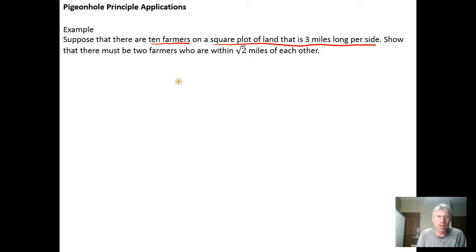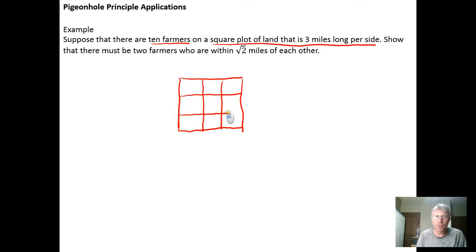So I've got a square plot of land. Hello, square plot of land. I've always wanted to draw you. And I'm going to break this up into 1 mile chunks, so I'm going to break it into 1 mile squares. My 3 mile by 3 mile plot is broken into 1 by 1 squares.